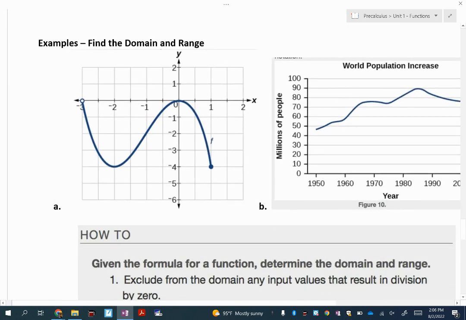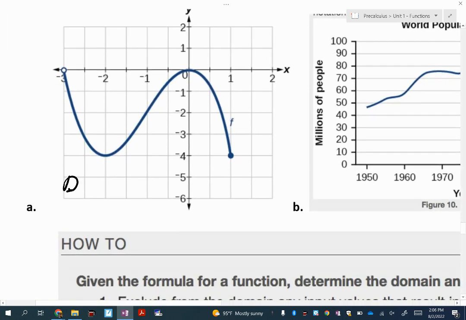Now for this next one, all right, for the domain, again, from left to right, you've got -3, but it's not included. We do have an open circle, and moving to +1, all right, I'm using that bracket there because it is included at +1.